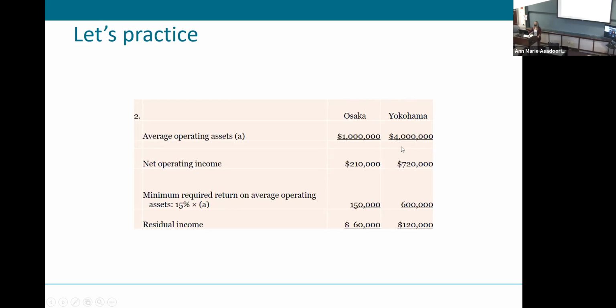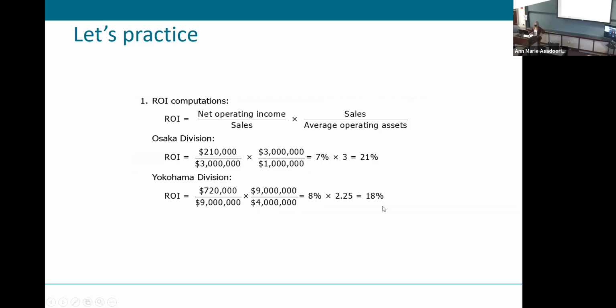Look how much bigger Yokohama is, right? It has way more assets, way more net income, and just because it's bigger, the dollar value of residual income is higher. So this does not mean Yokohama is better performing, because you can see right here that they're earning 18 cents for every asset dollar invested versus 21. ROI is what you need to use when you're comparing 2 divisions.